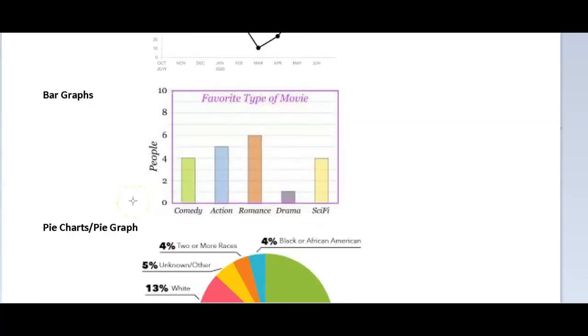Next, we have bar graphs. A bar graph or a bar chart is represented by spacing rectangular bars that describe the data points in the set of data. It is usually used to plot discrete and categorical data. You can see in this example, the horizontal axis has categories: comedy, action, romance, drama, and sci-fi, while the vertical axis defines discrete data, a number corresponding to each of those categories. Although the rectangular bars in a bar graph are usually placed vertically, they can also be placed horizontally.